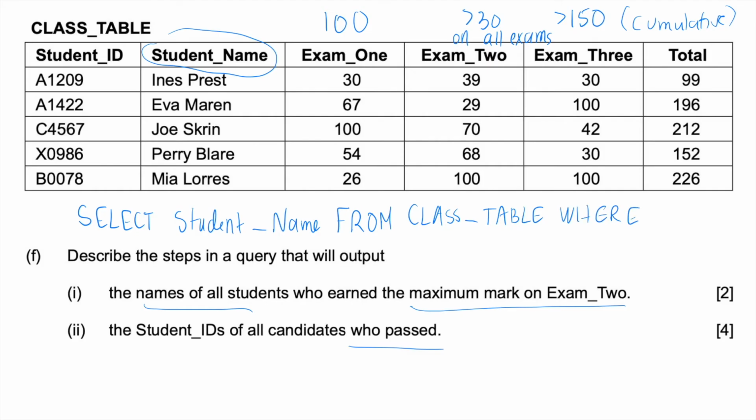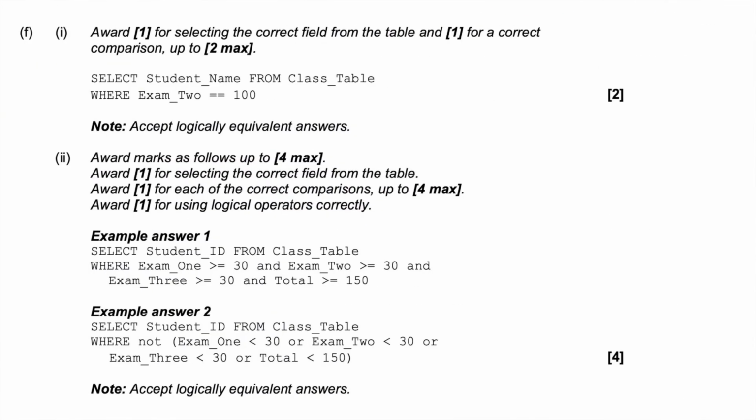Our criteria is going to be exam 2 is greater than or equal to, or I guess if it's the maximum, we don't need greater than or equal to, but just equal to 100. And that's pretty much it. Let's go ahead and check our work, and it looks like we got it right here.